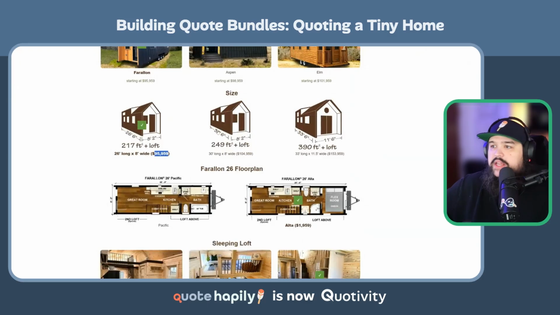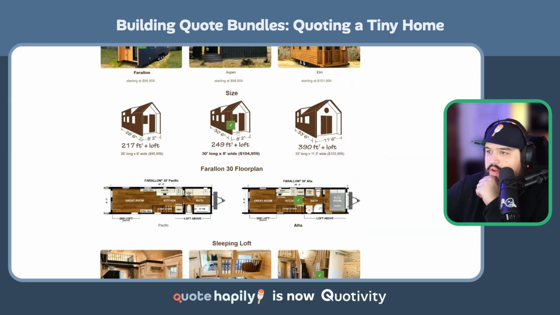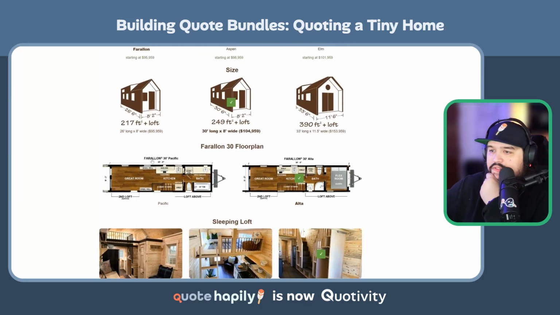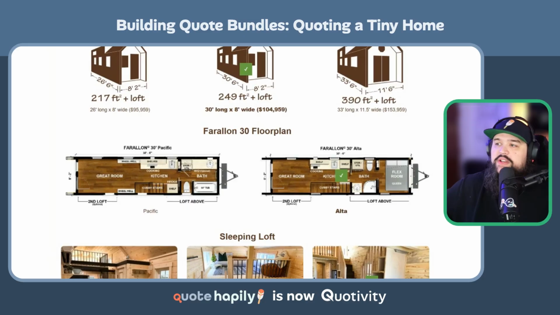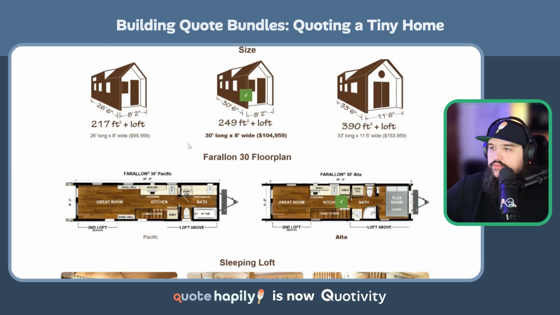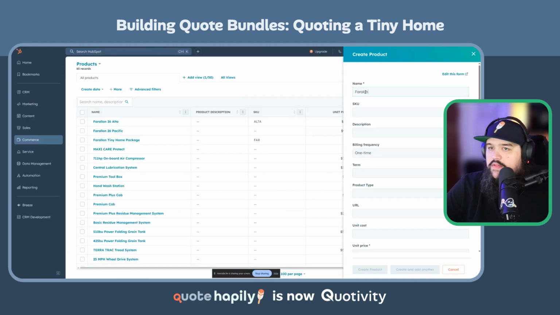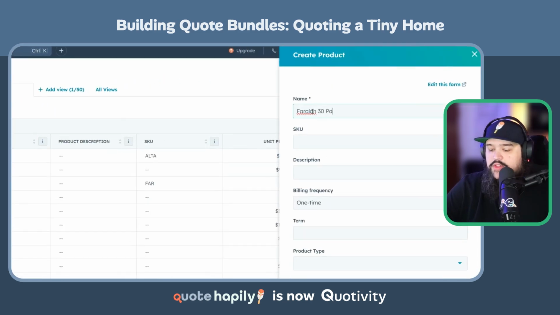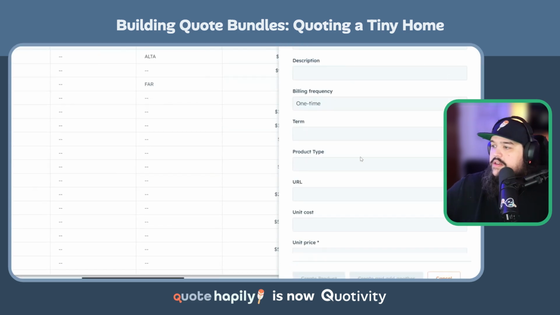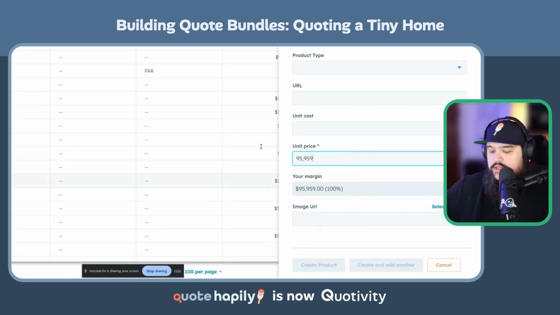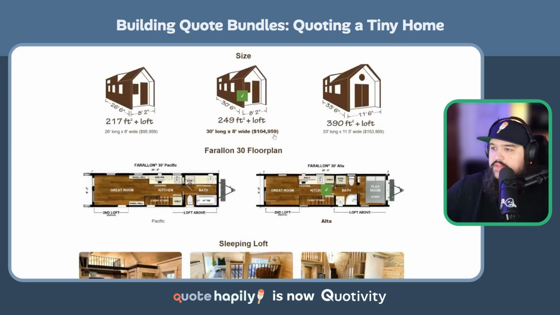So let's come into here. We'll take a look at the 249 square foot loft. And then here we have the Farallon 30 Pacific and the 30 Alta. And these are both 104,000. There's no adjustment between these two. Farallon 30 Pacific. And then the unit cost here. Nope, not 95. This is going to be 104.